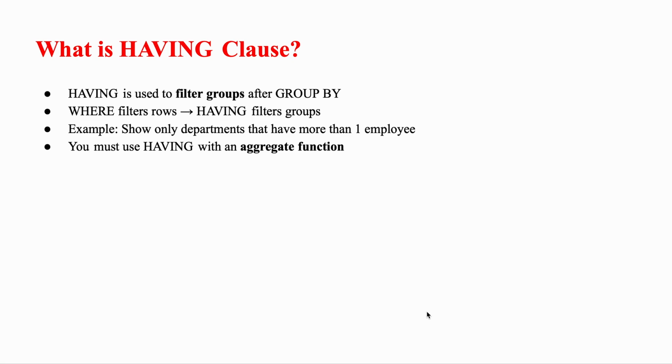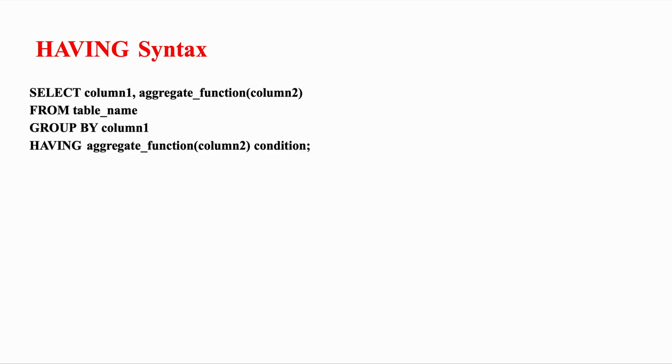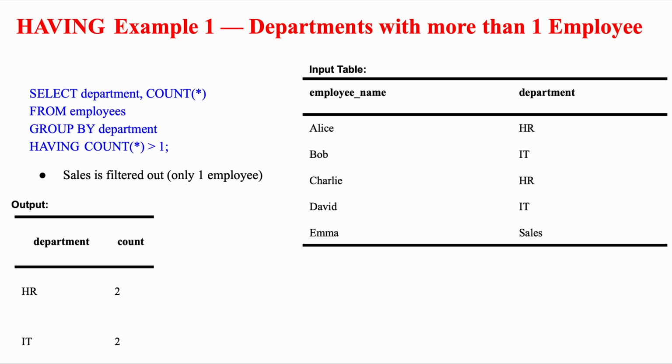Let's learn about the HAVING clause. GROUP BY groups the data, but sometimes we want to filter the groups. That's where the HAVING clause is used. WHERE clause filters rows, but HAVING clause filters groups after GROUP BY. The syntax is simple. After GROUP BY, we add HAVING and a condition, usually with an aggregate function like COUNT or SUM.